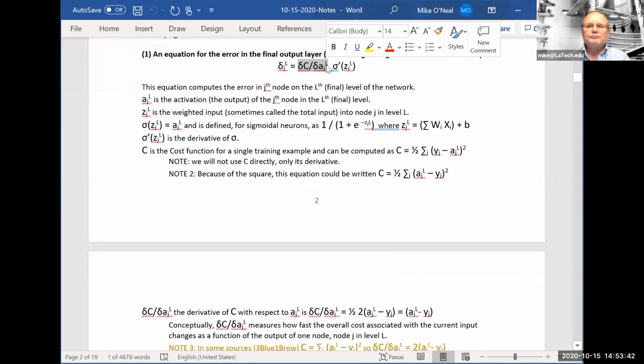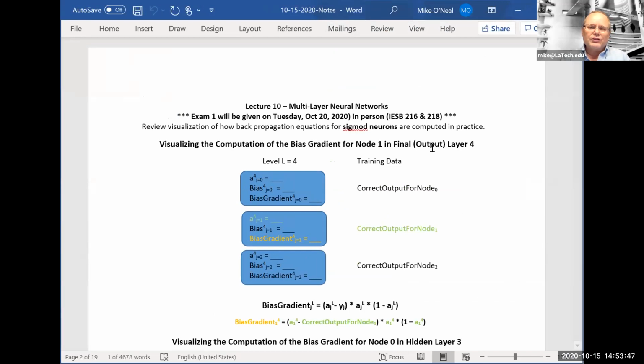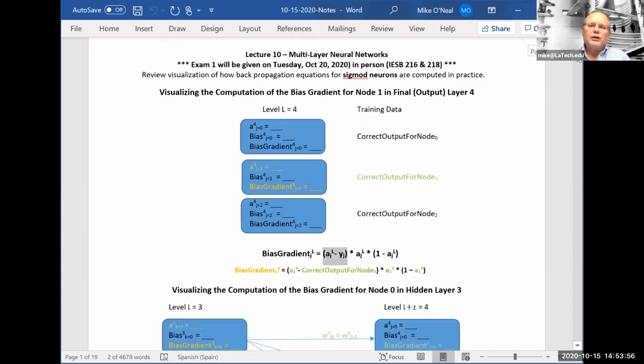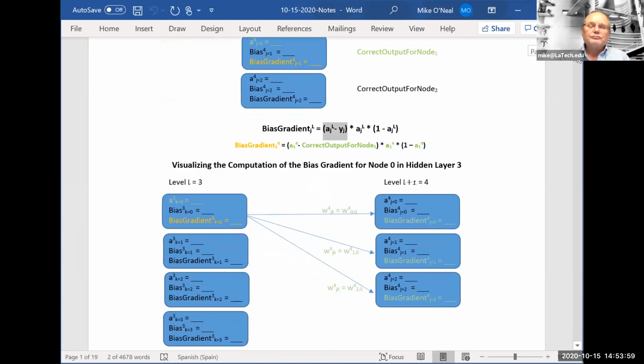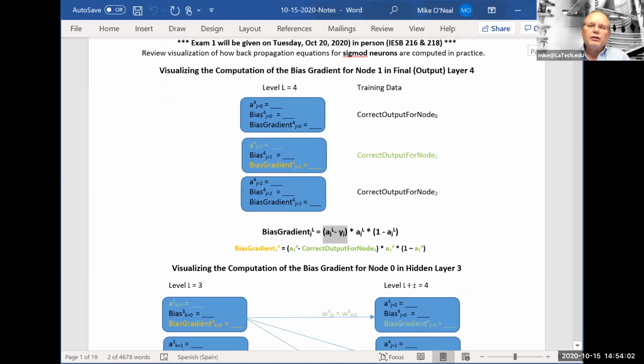Does that make sense? So that's the first part of this equation here, right? This is just the derivative of the cost function, and that exists whenever you're computing your error, right? And you can only use this in the final layer, because only in the final layer do we have the desired output. We've got both the generated output and the desired output. Okay, so this comes from the derivative of the cost function with respect to the output.